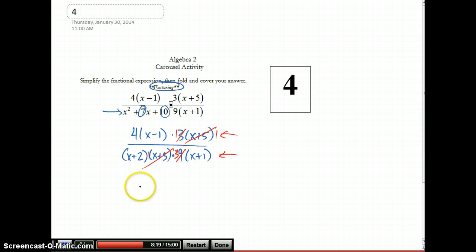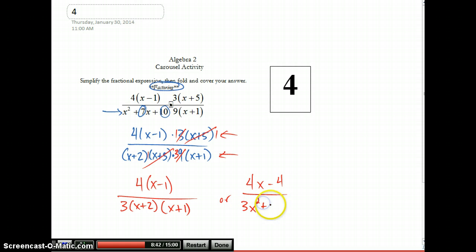So what's left? Well, there was a 4. There was an x minus 1. That's all that's in the top. And on the bottom, the denominator, we have the 3, an x plus 2, and an x plus 1. If you really wanted to, you could distribute, and you could get 4x minus 4, and you could get 3x squared plus 9x plus 6. Personally, I think the one on the left is a little bit easier.